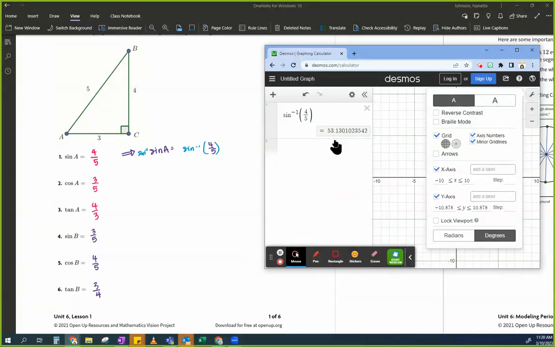Okay, so my answer is going to be, I'm just going to leave it at 53 degrees right here, right? 53 degrees. So therefore A is about 53 degrees. I'm just going to make it simple just for today. So this is 53 degrees.